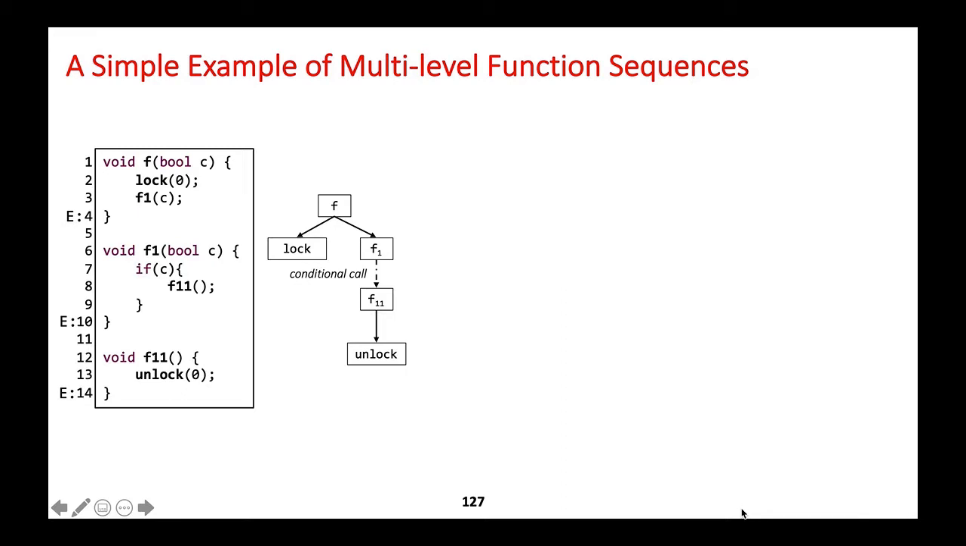The function calls are shown here by a call tree. F calls lock followed by F1. F1 calls F11, that is shown by a dotted arrow because it is a conditional call. The call to F11 happens if condition C is true.